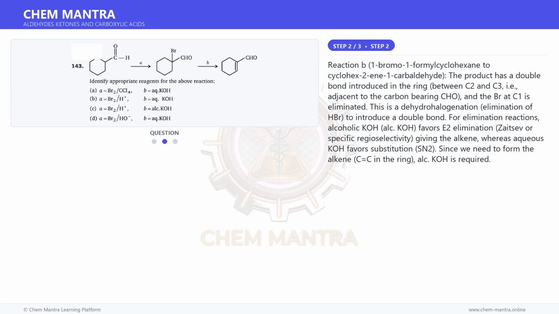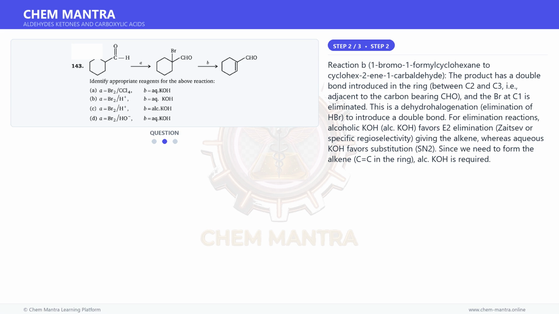Moving on to the next step. Reaction B. 1-bromo-1-formylcyclohexane to cyclohex-2-ene-1-carbaldehyde. The product has a double bond introduced in the ring between C2 and C3, i.e., adjacent to the carbon bearing the CHO, and the Br at C1 is eliminated. This is a dehydrohalogenation, elimination of HBr to introduce a double bond.